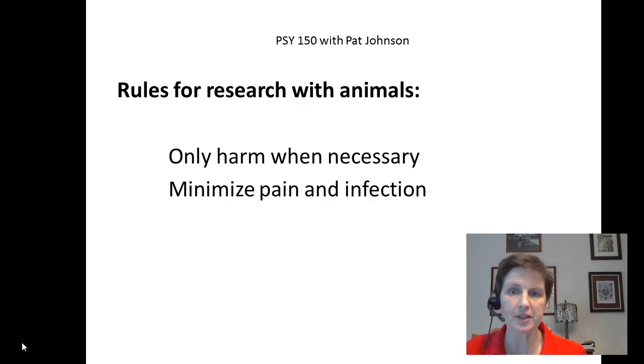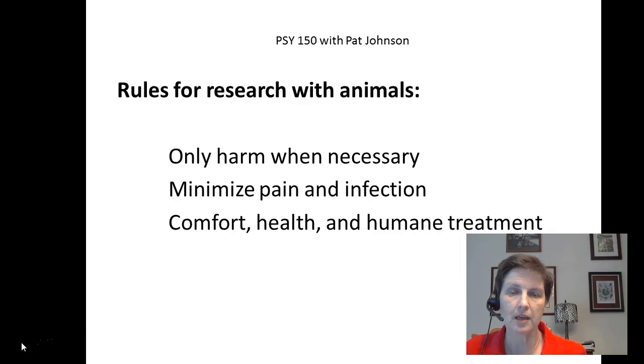We also want to minimize pain and infection when we're using animals with research, and keep their comfort, their health, and have humane treatment. So again, animals don't have informed consent. We don't need to maintain confidentiality. We don't need to debrief them. But we do need to keep the animals as pain-free as possible within the boundaries of the research design and what we need to know.